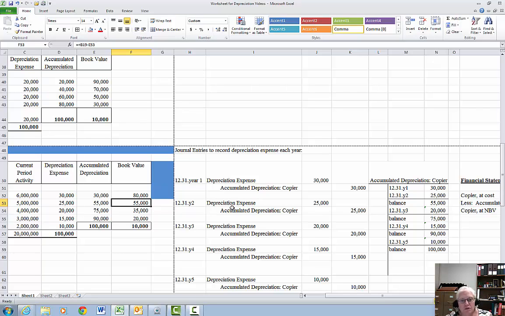The journal entry is a debit to depreciation expense and a credit to accumulated depreciation, to come up with total assets. So make sure you understand where the 25 for this year shows up on the balance sheet.